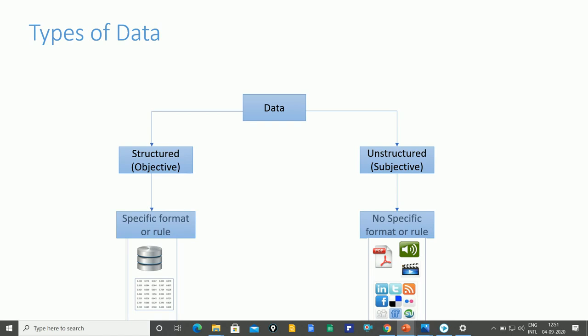With this, we come to the end of this video. So we have learned 3 things. Data can be divided in 3 ways. Firstly, data can be divided into nominal, ordinal, ratio and interval scale data. Again, data can be divided into time series, cross-sectional, pooled data, and also data can be divided into structured and unstructured data.